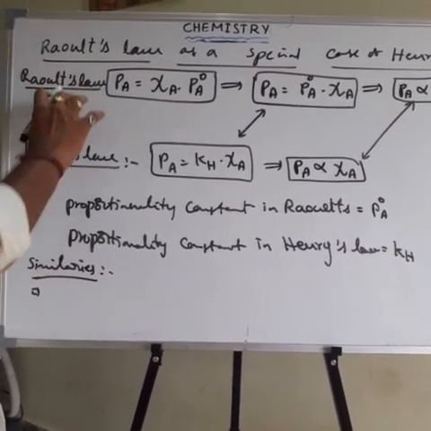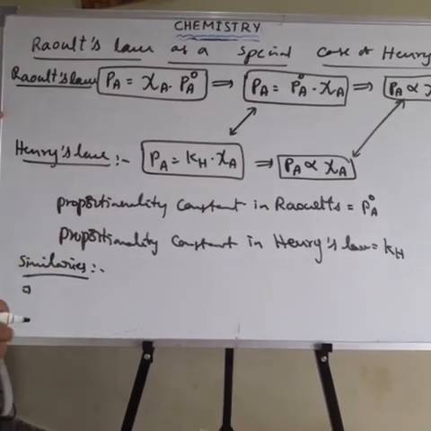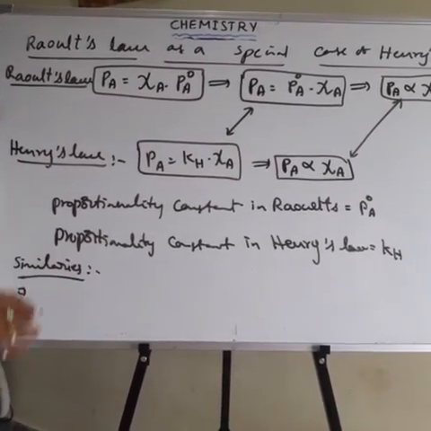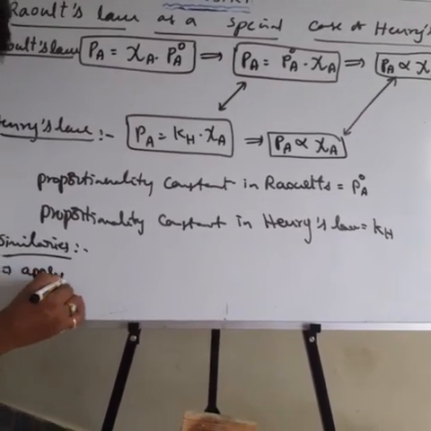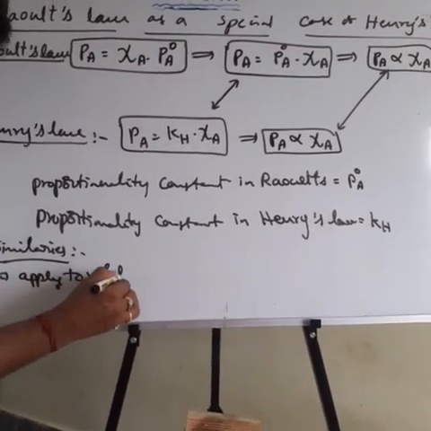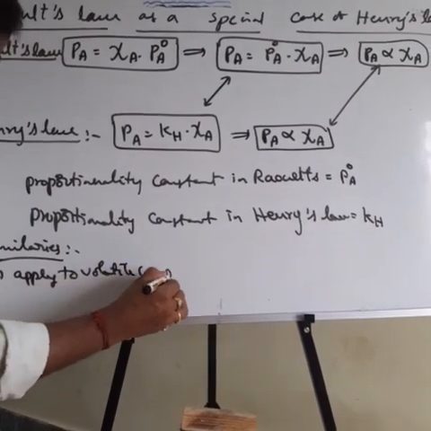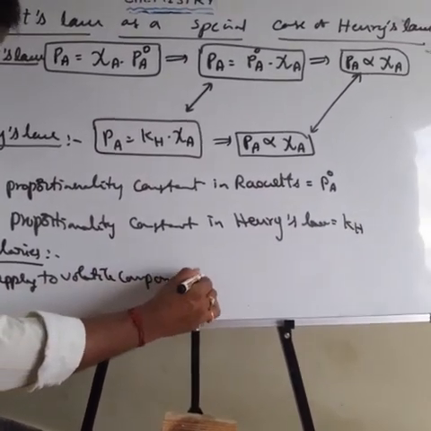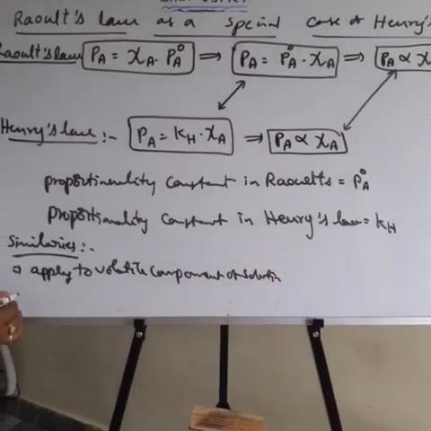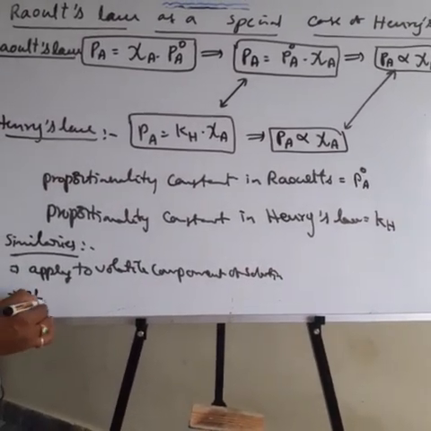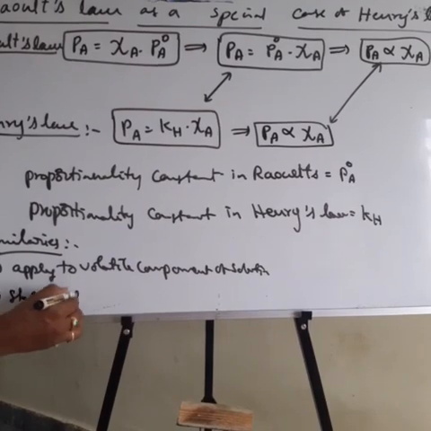A similarity is that both Raoult's law and Henry's law are applied to the volatile component of the solution. That is one of the similarities. The next similarity is the statement. What is the statement of Raoult's law and Henry's law?